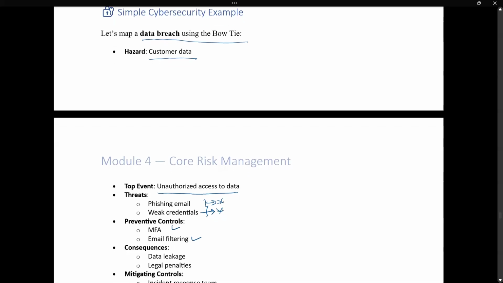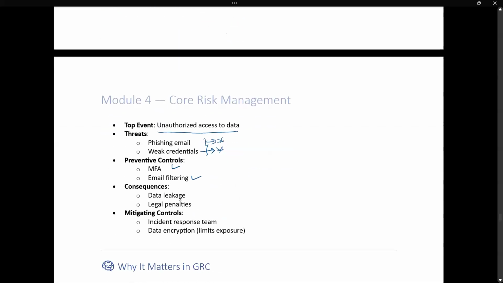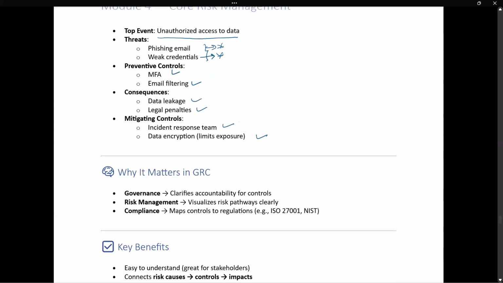Consequences are very evident: data leakage, legal penalties. If you are losing your data, you will have legal penalties as well. Mitigating controls. Once you get this attack, you will have an incident response team working to recover from this incident, and you will also have data encryption. If you have encrypted data, even if somebody is able to access the data, they will not be able to use that data. So always keep your sensitive data encrypted.